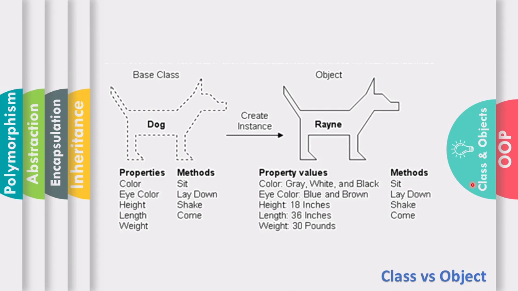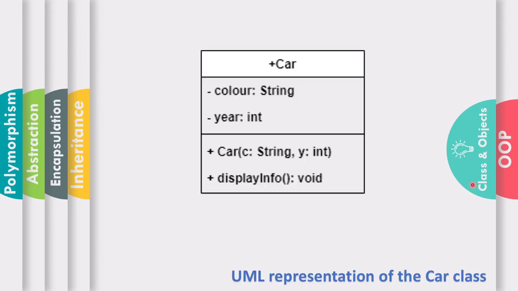The object is the runtime entity of the class. The UML representation of a class: the name of the class is Car. Color and year are attributes. Here Car is the constructor, which initializes color and year. displayInfo is a method.